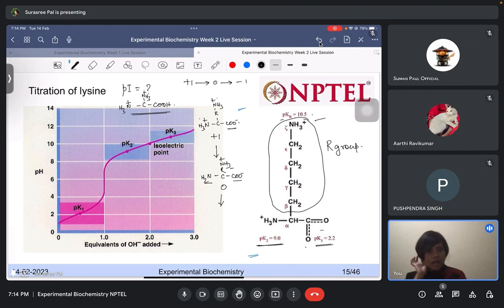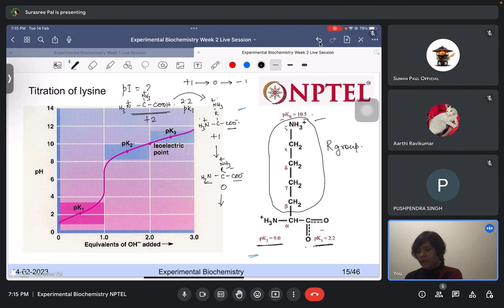The alpha amino group and the side chain amino group are both positively charged, right? And the alpha carboxyl group has its proton, so it has no charge. So what is the charge that we are beginning with? It is +2, right? So the first pKa, which is changing the charge from +2 to +1, is 2.2, right? We know this pK1, 2.2. It is changing from +2 to +1.